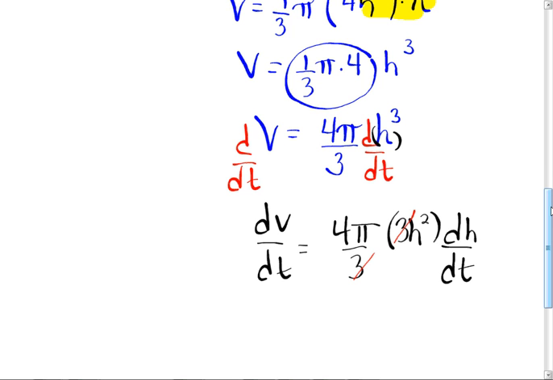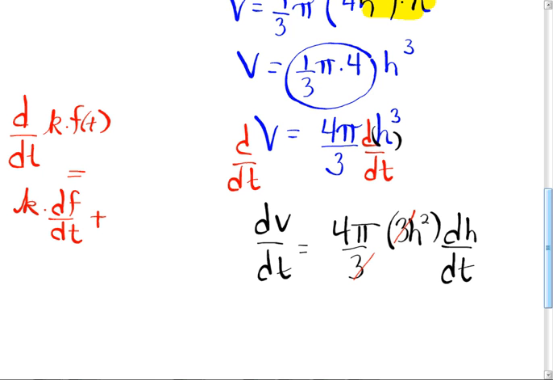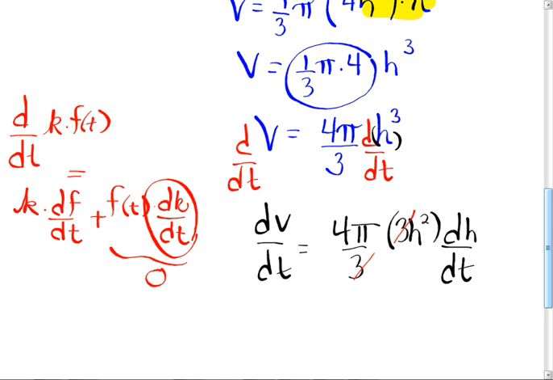Do you remember when I take the derivative with respect to x or t of k times f of t? We'll do it this way. That's equal to k times df/dt plus, product rule, f of t times the derivative of k with respect to t. What's that equal to? What's the derivative? Yeah, it's 0. So this term isn't there, so you can just pull the k right through there.